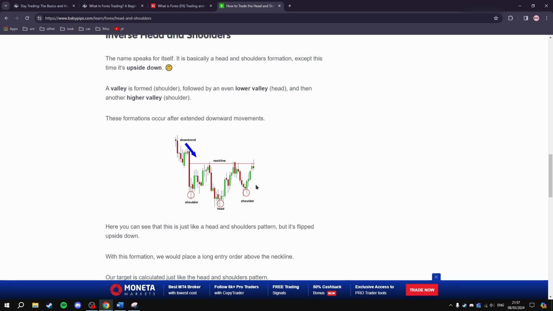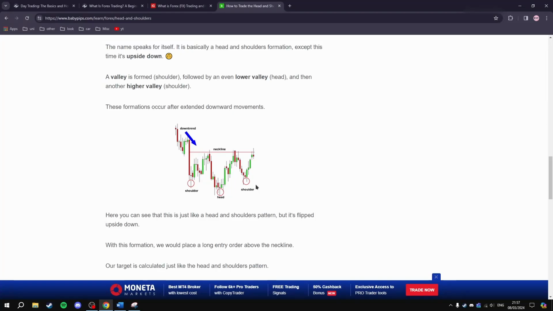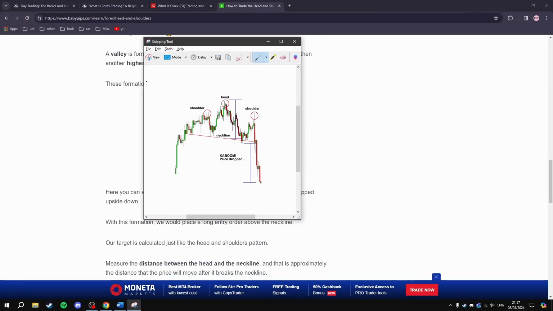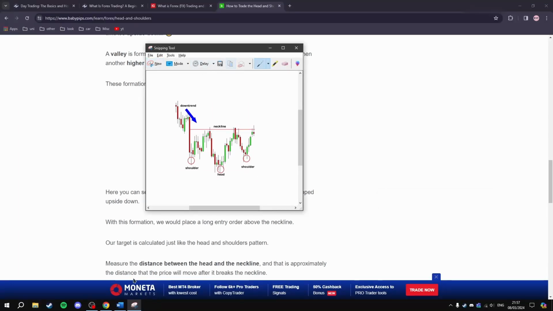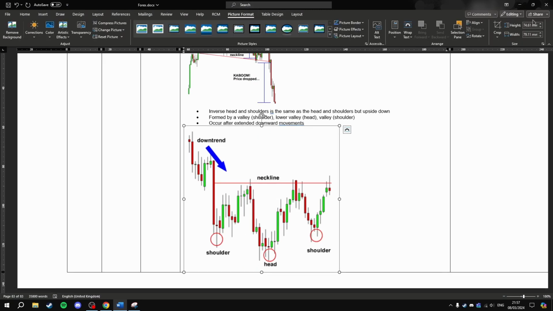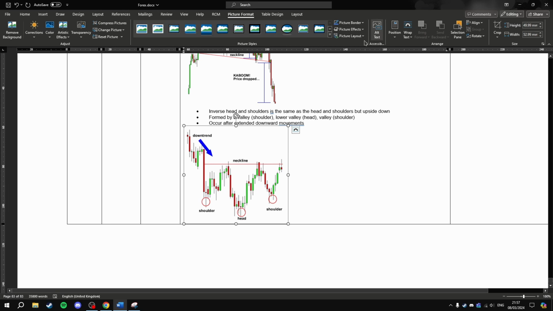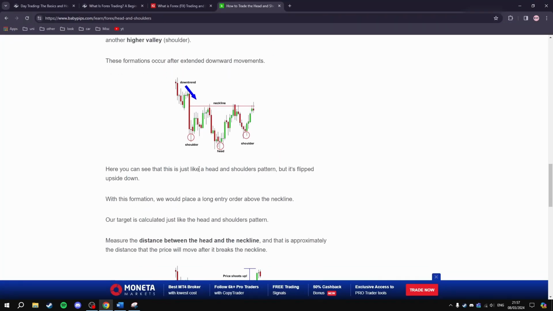These formations occur after extended downward movements. So after a downtrend. Here you can see that this is just like the head and shoulders pattern, but it's flipped upside down.